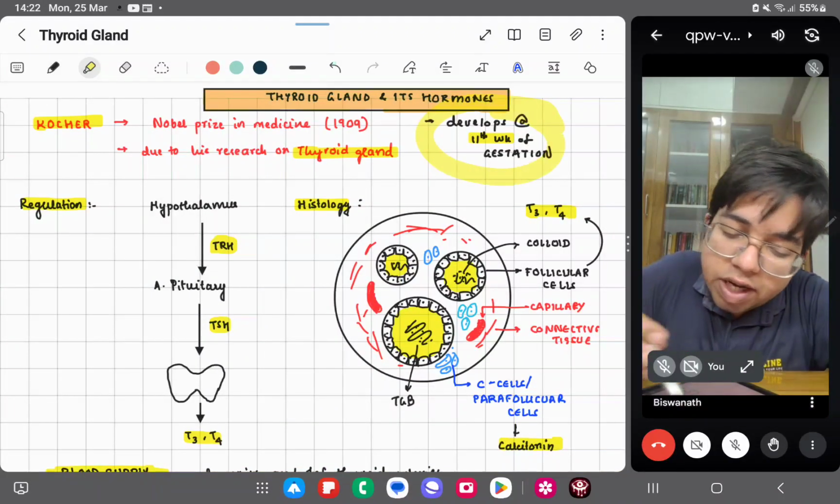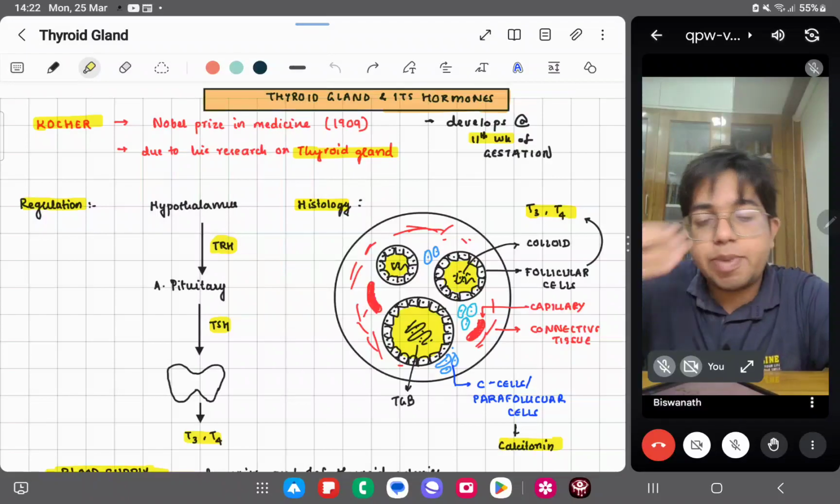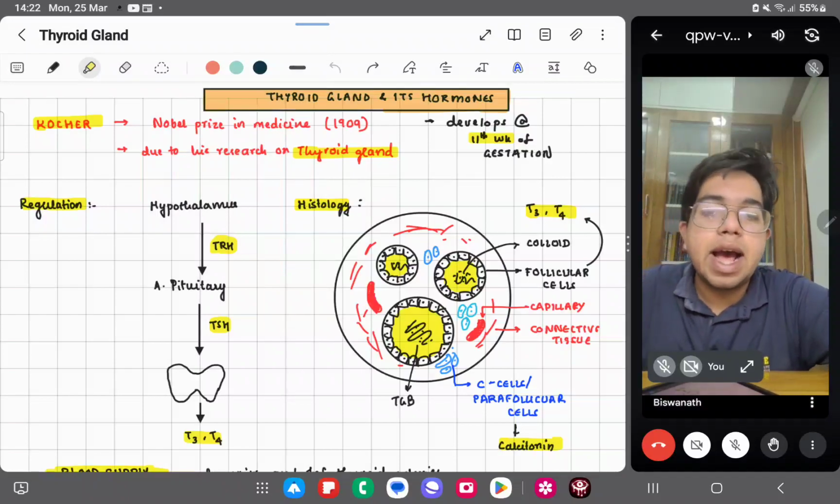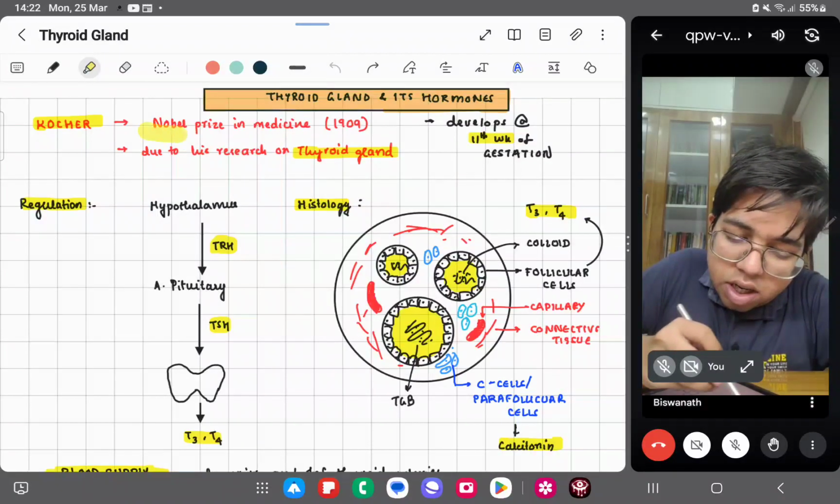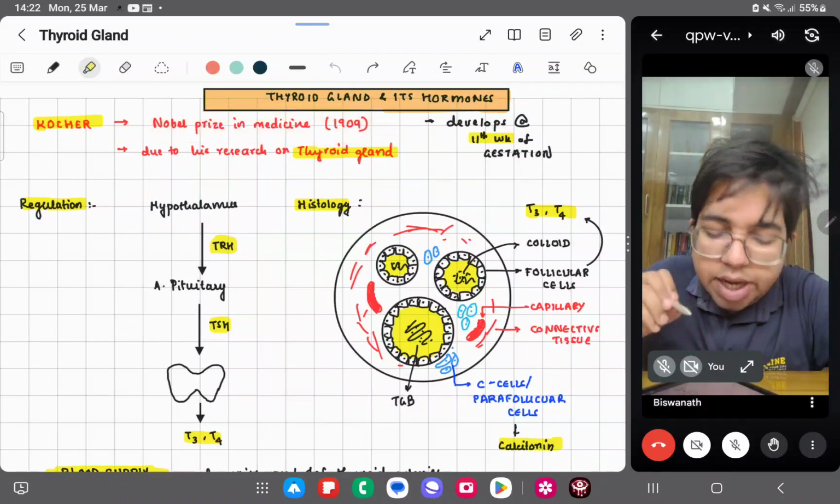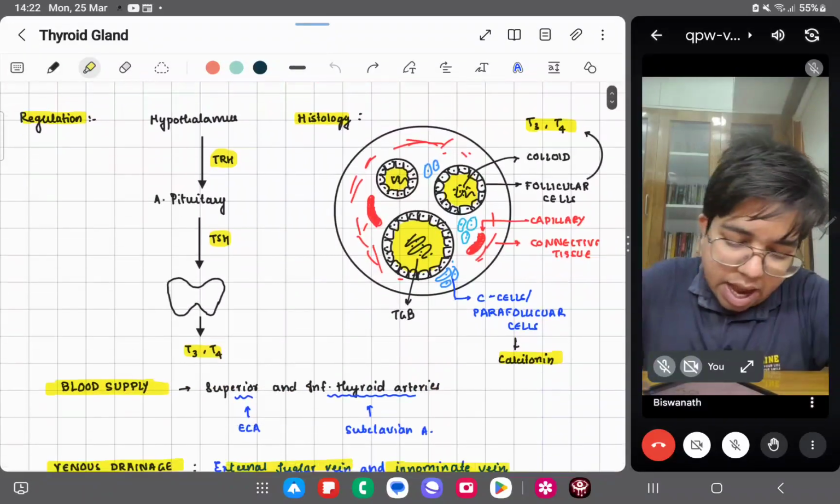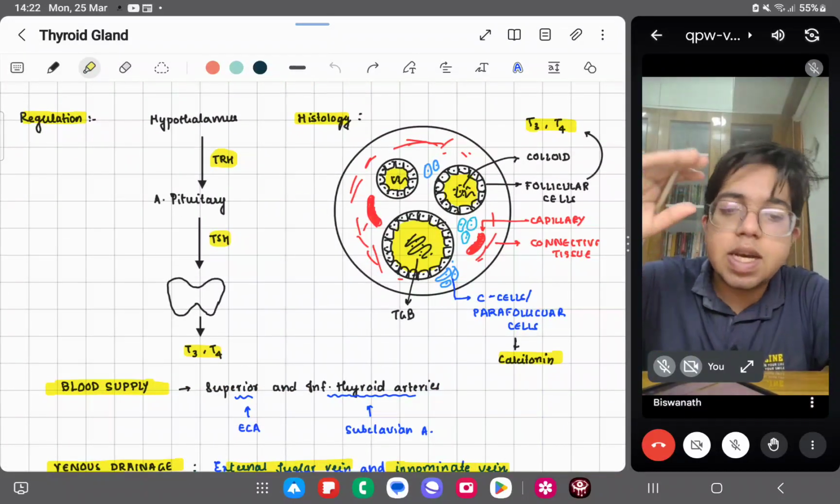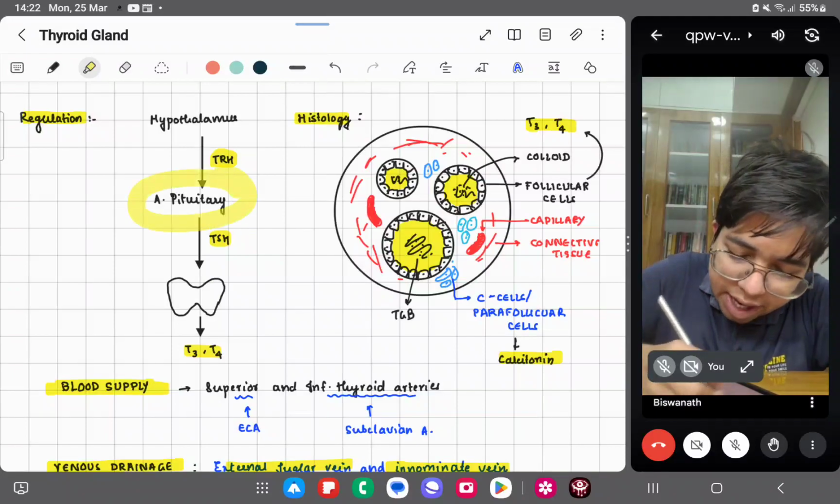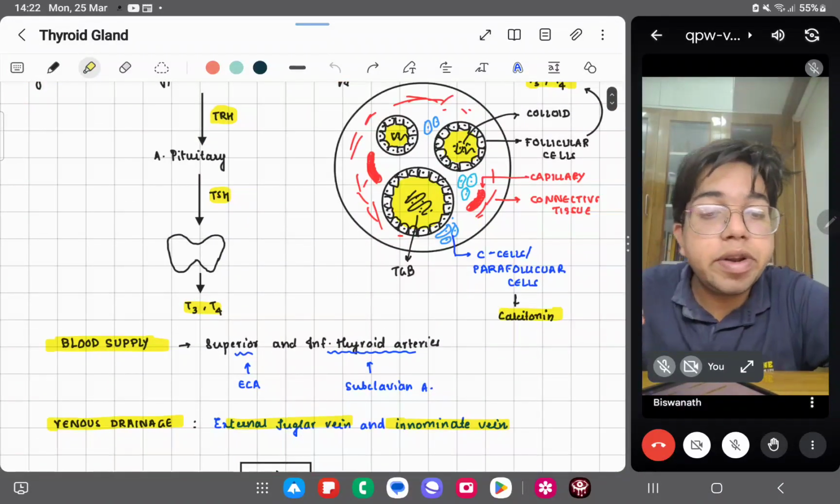Development is at the 11th week of gestation. I'm not going into the embryology part because it's not very important as far as the thyroid gland is concerned. Kocher got the Nobel Prize in Medicine in 1909 for his research on the thyroid gland. Regarding regulation, at the level of the hypothalamus, TRH is there. TRH will act on the anterior pituitary, and from the anterior pituitary, TSH will be released.